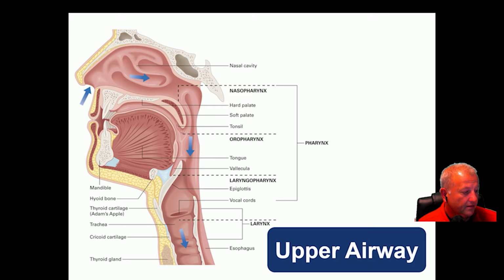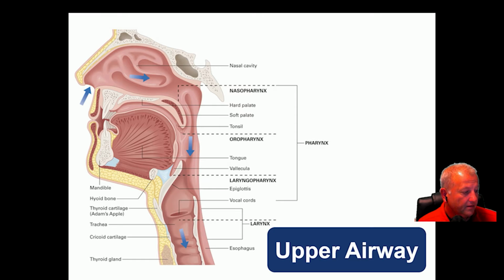Here the thyroid cartilage is here. Here's the thyroid gland. Covered pretty much all of that. Keep on moving on. So let's go down now to the lower airways. Let's talk about the lower airway.